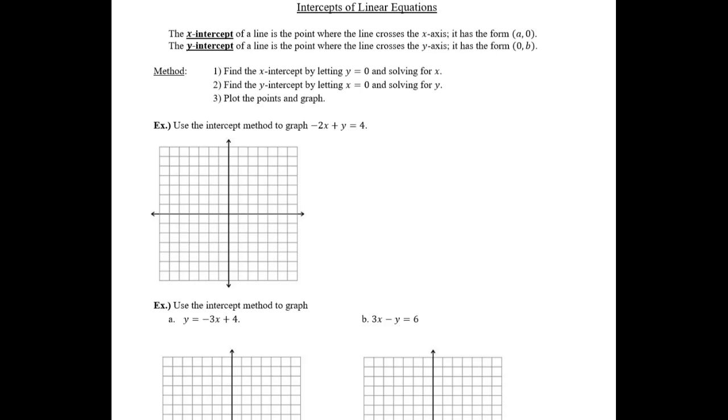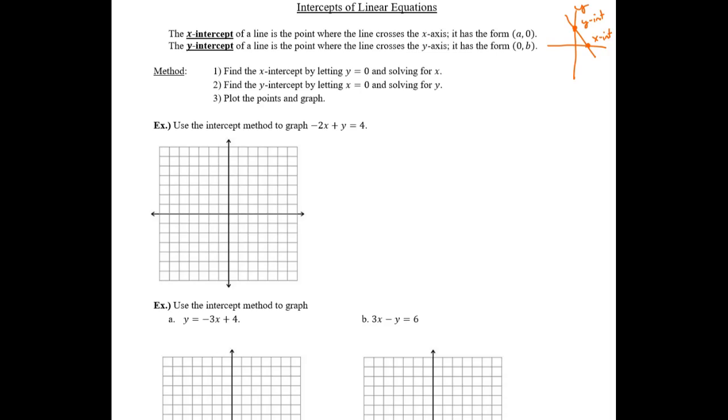The graph of the linear equation, whatever it looks like, will cross the x and y axis at some point. The point where it crosses the y-axis is the y-intercept, and the point where it crosses the x-axis is the x-intercept. Hence the name intercept. It's intersecting the y-axis and the x-axis.